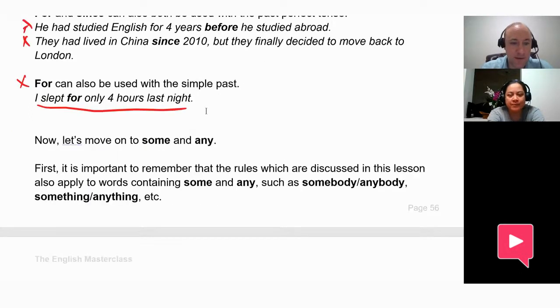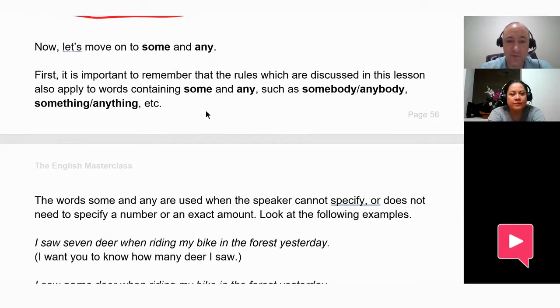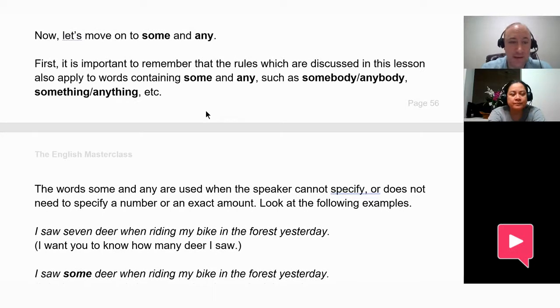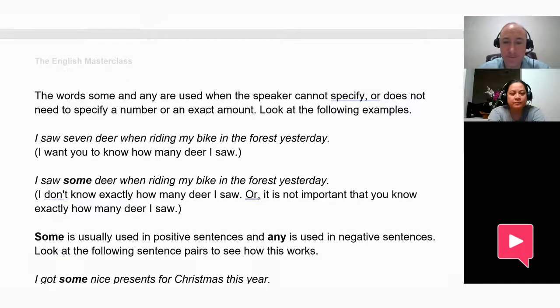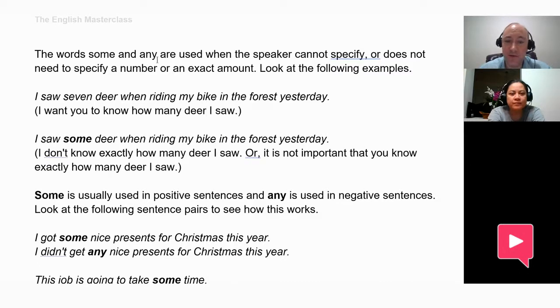Good. Okay, now let's move on to some and any. First, it's important to remember that the rules in this lesson apply to all the words that include some and any. These would include things like somebody and anybody, something, anything, somewhere, anywhere. All of these words follow the same set of rules. The words some and any are used when the speaker cannot specify or does not need to specify a number or an exact amount.